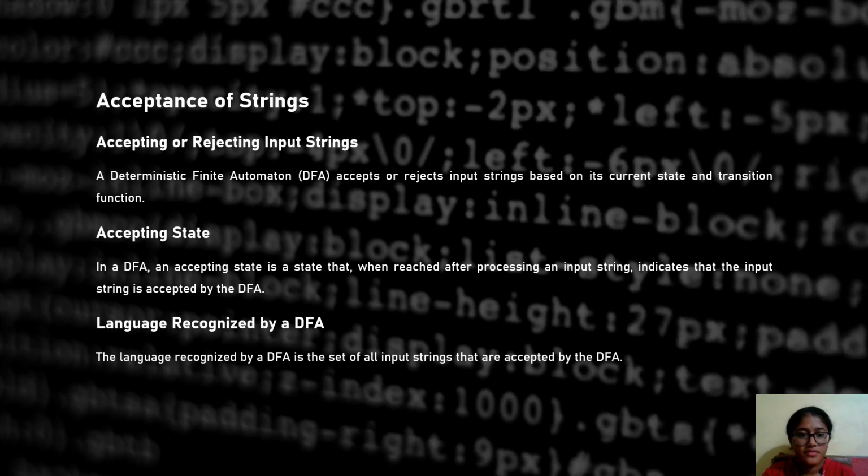Whereas in NFA, DFA has its own set of rules where the acceptance of a string is deterministic, that is, definite acceptance of a string. Accepting or rejecting input strings: a DFA accepts or rejects input strings based on the current state and transition function. Accepting state: in a DFA, an accepting state is a state that, when reached after processing an input string, indicates that the input string is accepted by the DFA. Language recognized by DFA: the language recognized by a DFA is the set of all inputs that are accepted by the DFA.